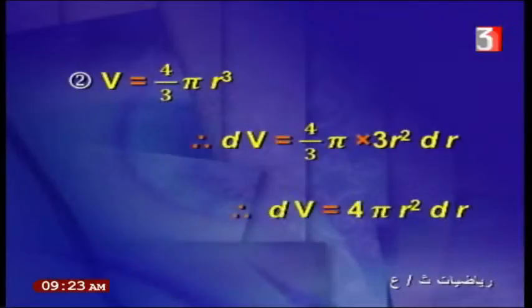Then dv equals the derivative of 4 over 3 pi r power 3. We know that 4 over 3 pi is a constant, and the derivative of r power 3 is 3r power 2 dr. Then the differentiation of v equals dv, and the differentiation of 4 over 3 pi r power 3 equals 4 over 3 pi multiply 3r power 2 dr. Then dv equals 4 pi r power 2 dr.